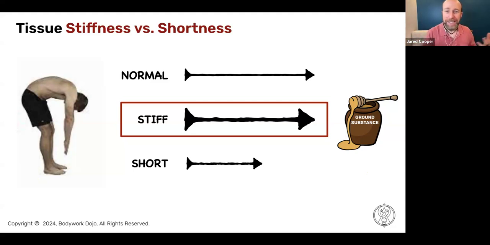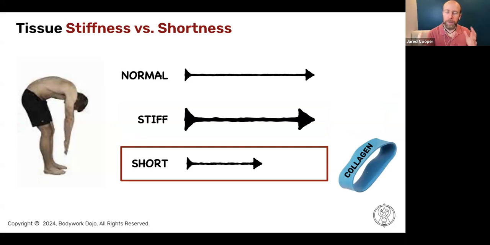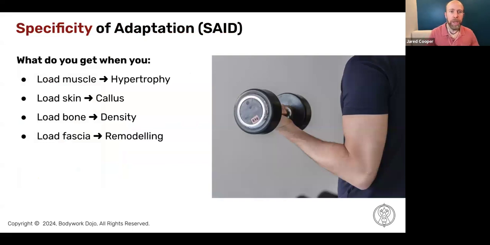Not like he's got some great skill in body work. It's just because rubbing something makes it feel better, because you stir the honey and you increase the temperature. What we're more concerned about is tissue shortness. Tissue shortness, that's adhesions, things being stuck together, things not being able to elongate. And that's what needs to be remodeled, and that's where myofascial release really, really, really shines, where we want to put our focus.